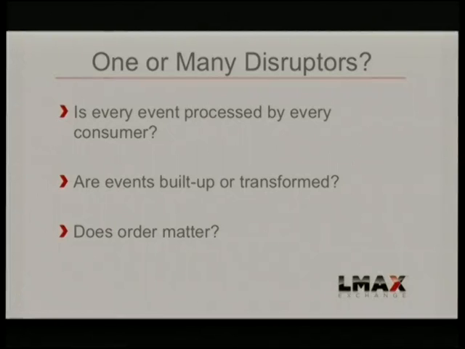Now the choice between one or many disruptors is a really key decision. I said before that your order really matters, and that can affect your choice. But the other thing is, do you actually want every event processed by every consumer? If you're going to be skipping events a lot, then there is a cost to that. You're obviously going to make a decision and do nothing. It's entirely possible to do with a single ring buffer. You get the event, you just decide not to do anything with it.